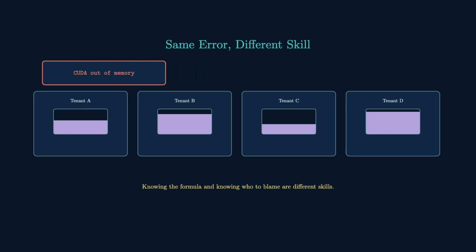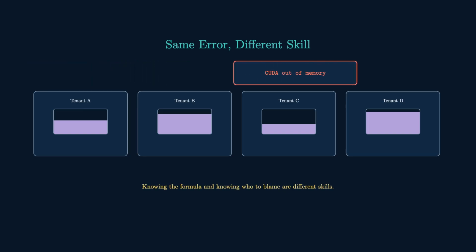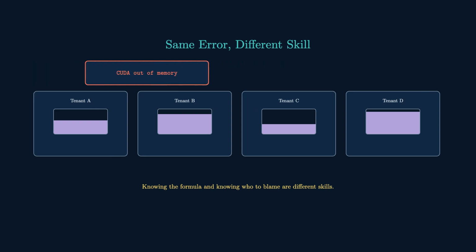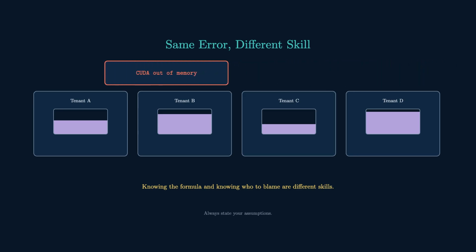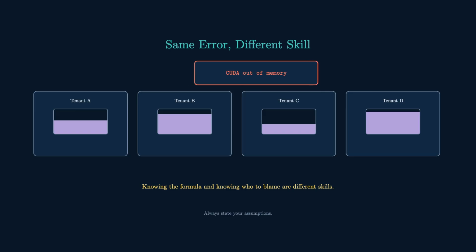Knowing the formula is one skill. Knowing which tenant to blame on a specific crash is a different one, and it's the one this video hasn't given you yet. Worth adding, the numbers for any of these swing wildly depending on precision and head counts. So always state your assumptions.